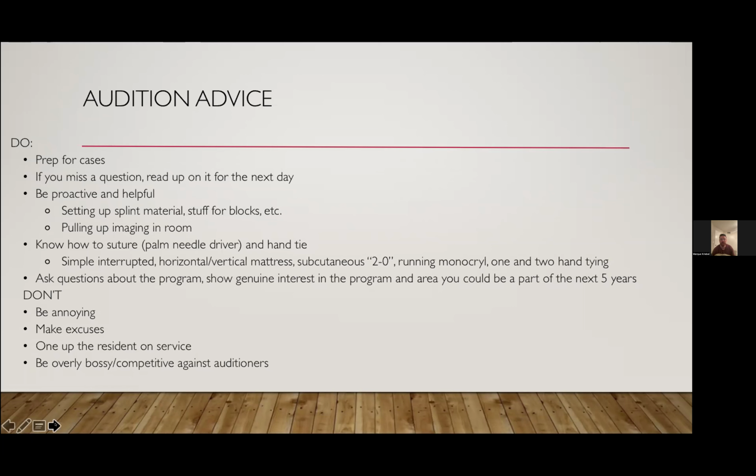Some simple suture techniques that you can improve on if you have a suture pad. If you don't have one, you can get one on Amazon for like 15 or 20 bucks. But, just simple interrupted, horizontal and vertical mattresses, the subcutaneous 2-0 suturing, and then improving on hand tying.